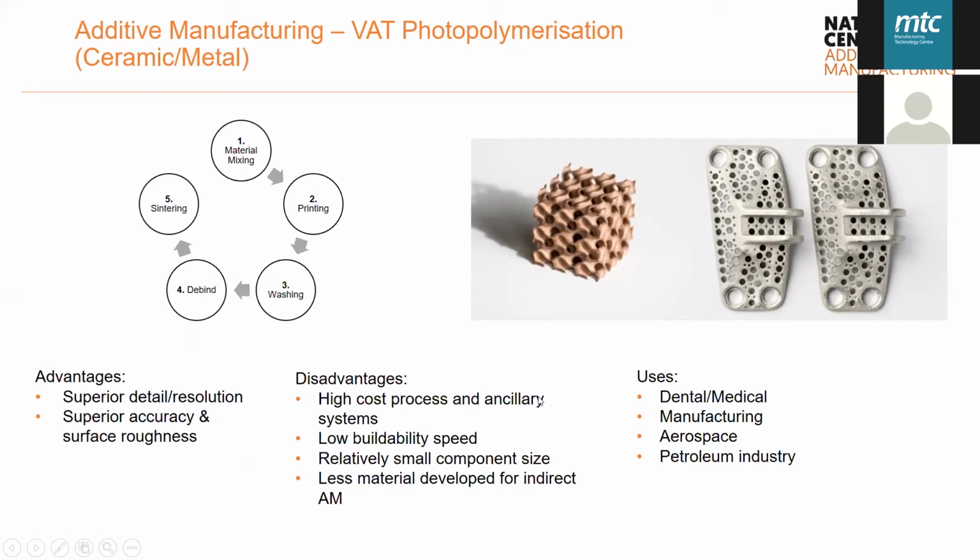The disadvantages are that usually it's quite a high cost process in some cases, again, due to the fact that you have this ancillary equipment, so the furnaces potentially could be of high cost depending on what reducing environments you go for and also what sizes you go for. Again, mirroring what we've seen previously, the low build speeds of SLA or vat photopolymerization technologies is a disadvantage. And you tend to find relatively small component sizes, and potentially also less material developed for indirect additive manufacturing, with some of the reactive materials being quite difficult to sinter.